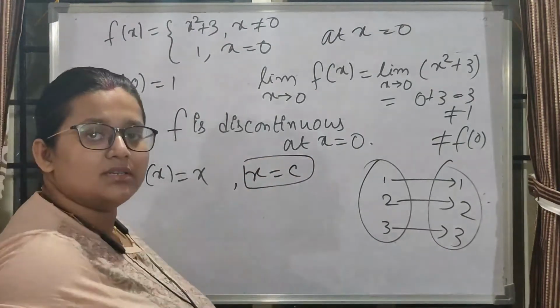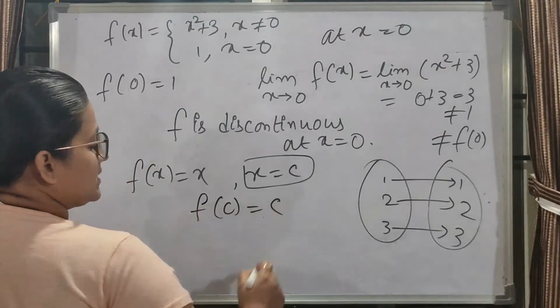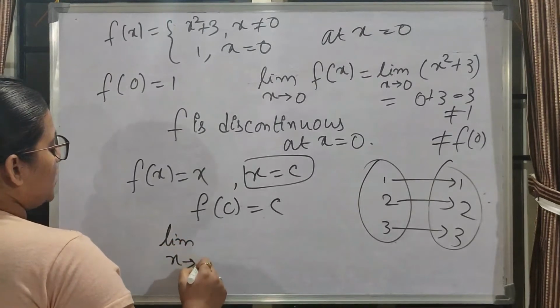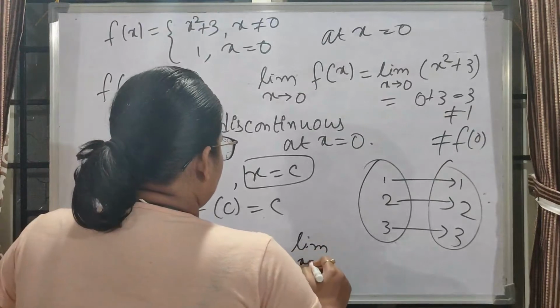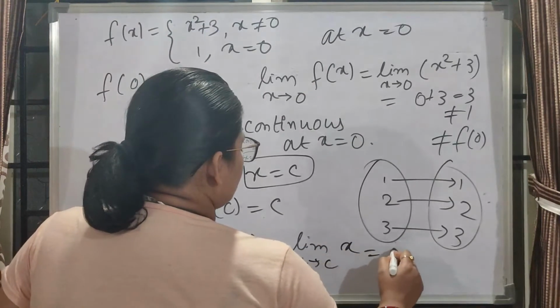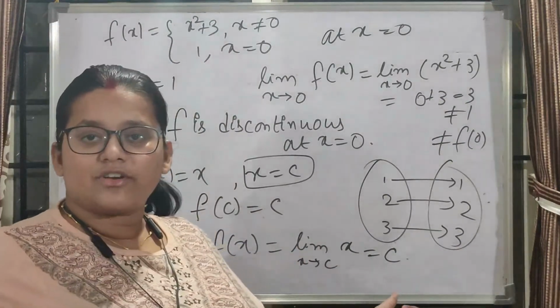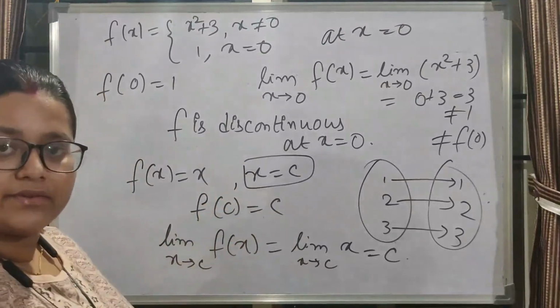This is a real number. We will check the limiting value. First of all, the functional value is f of c, that is equal to c. And the limiting value, limit x tends to c of f of x, equals limit x tends to c of x. So the value is c. Both the limiting value and the functional value are equal. The function is continuous, and this is one way we can check.